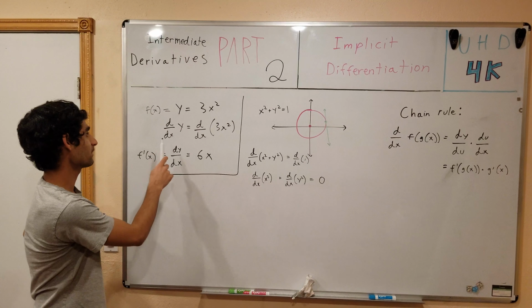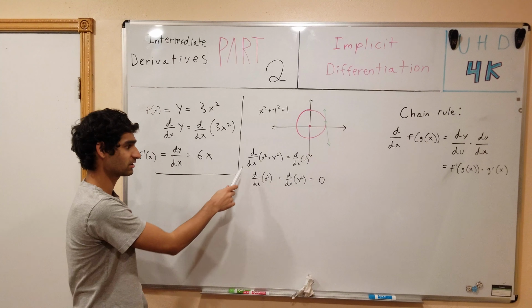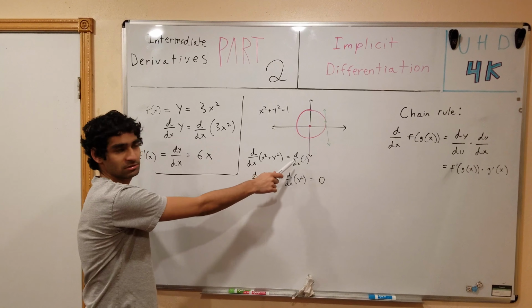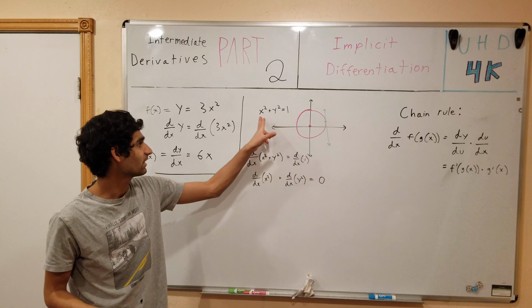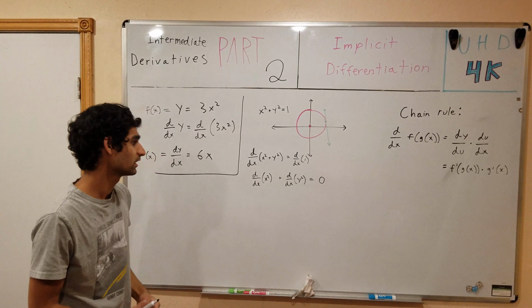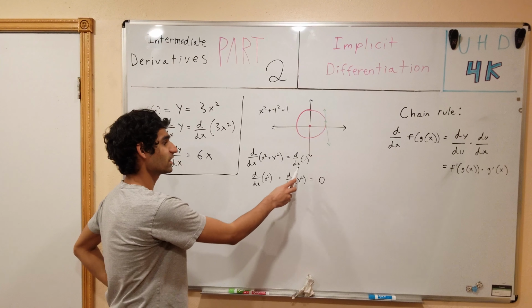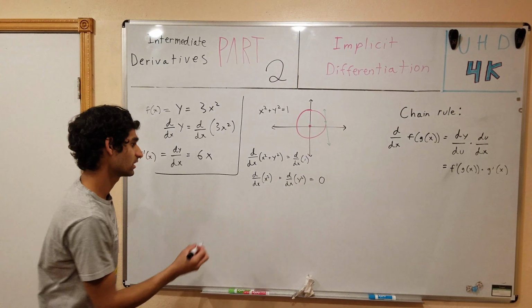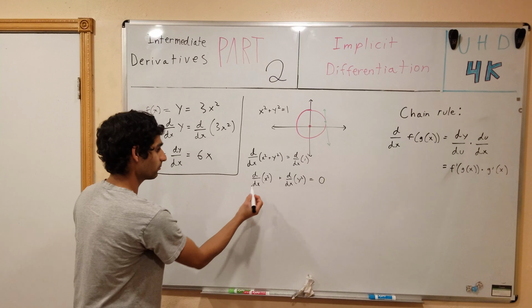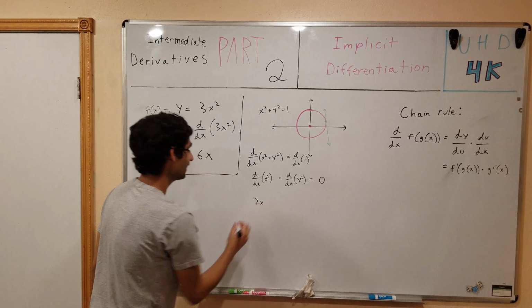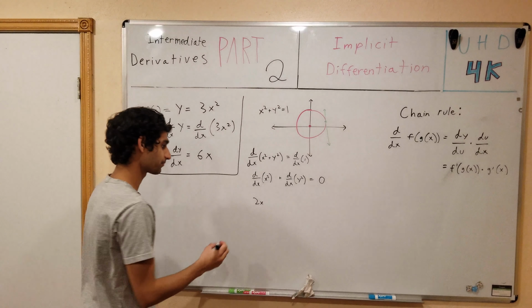So much like before, I'm going to perform the operation d over dx on both sides. So d over dx of x squared plus y squared is equal to the d over dx of 1. So I've just taken the derivative with respect to x of both sides of this equation. And we've broken this up into two parts. The derivative with respect to x of 1 is just 0 because this is a constant. So let's try evaluating this. What is the derivative with respect to x of x squared? Well, that's just 2x. It's actually one of the first things we learned.